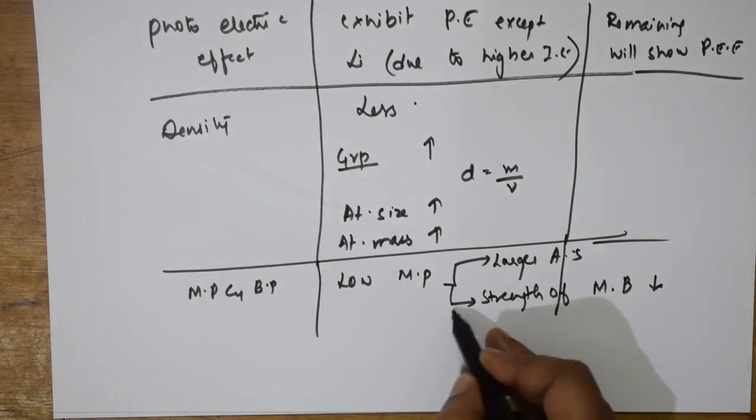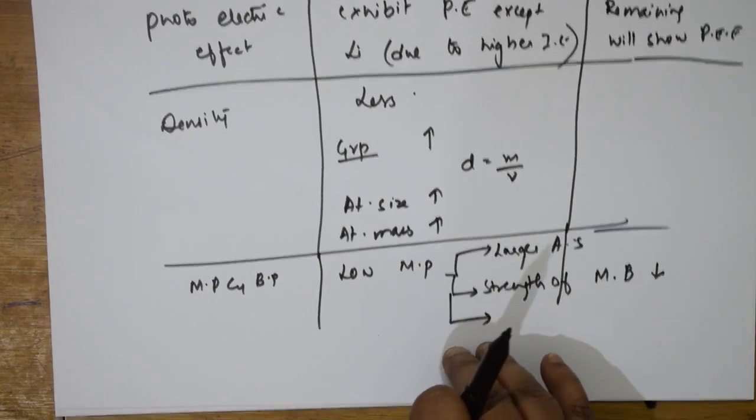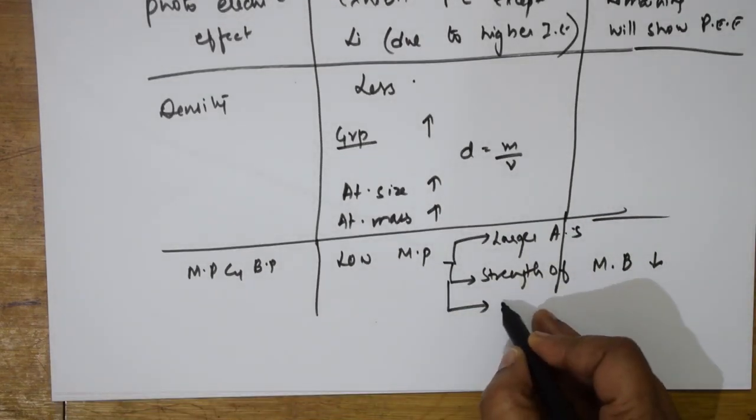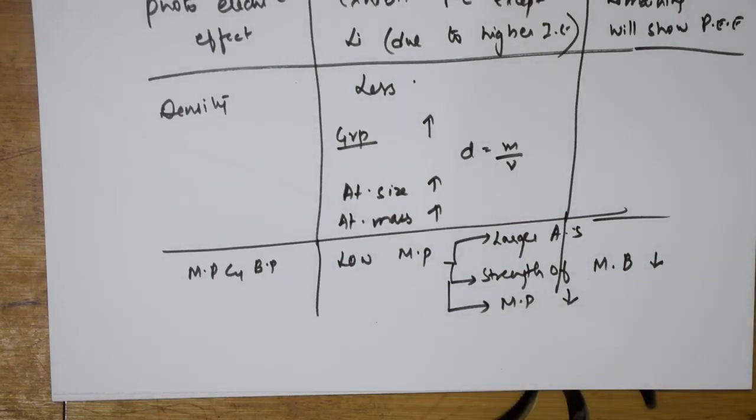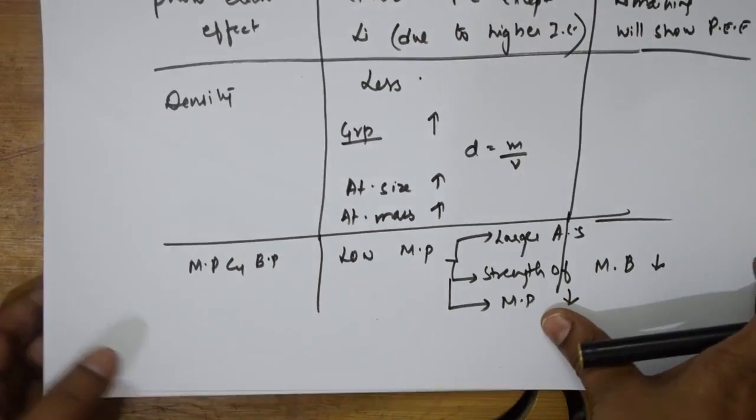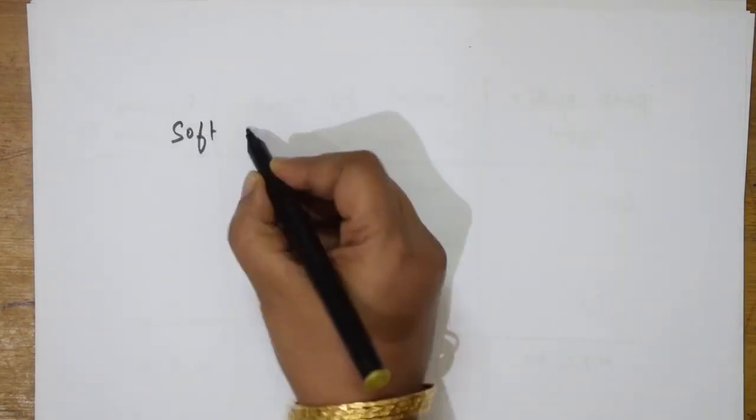When the strength of the metallic bond decreases, the melting point decreases. When the metallic bond is weak, it can easily melt. That is why alkali metals are called soft metals. That is the main reason. So alkali metals are called soft metals.